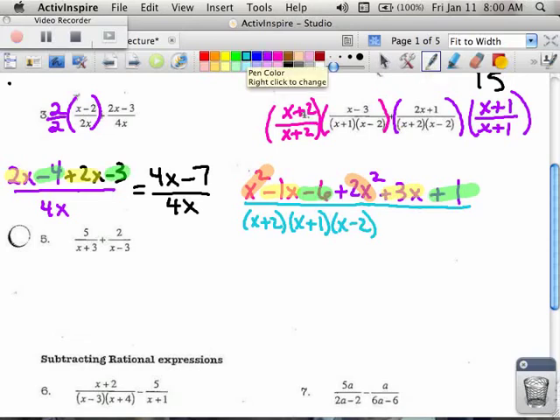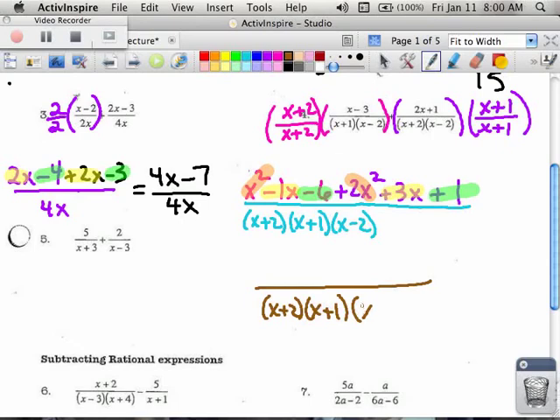I leave the denominator the way that I had it before. So when I write my final answer, on the bottom, I'm going to leave parentheses x plus 2, parentheses x plus 1, and parentheses x minus 2. This was the common denominator. Leave it. X squared and 2x squared makes a total of 3x squared. Negative 1x and positive 3x makes a total of 2x. And negative 6 and positive 1 makes a total of negative 5.